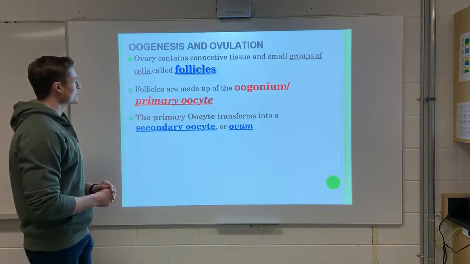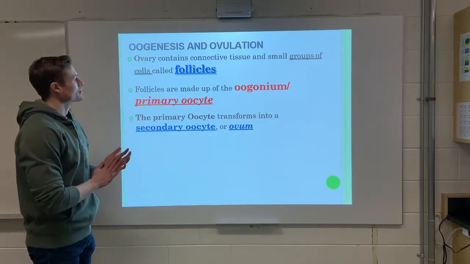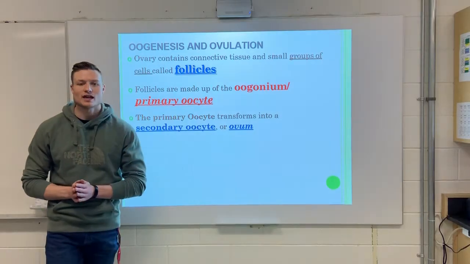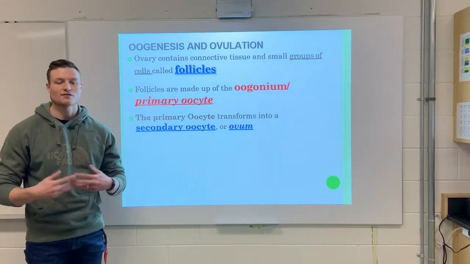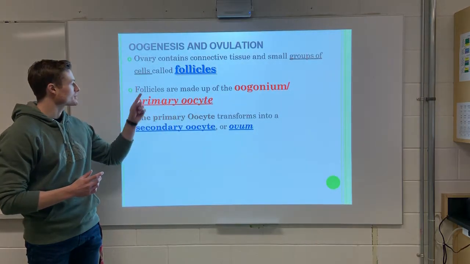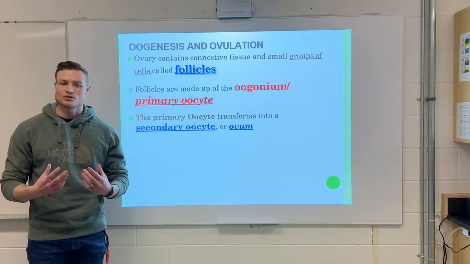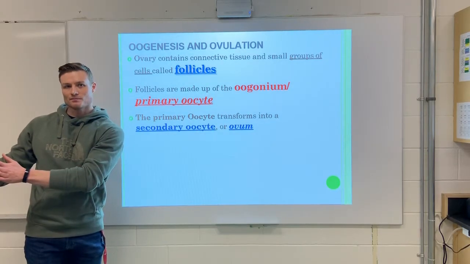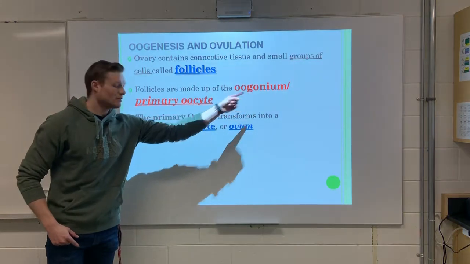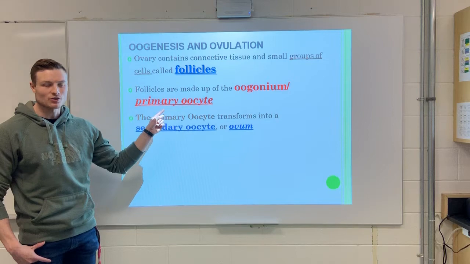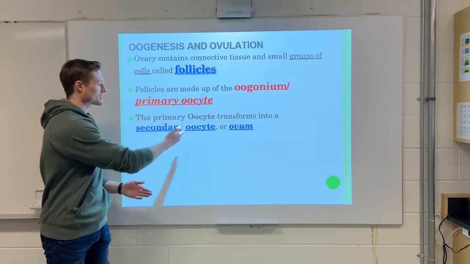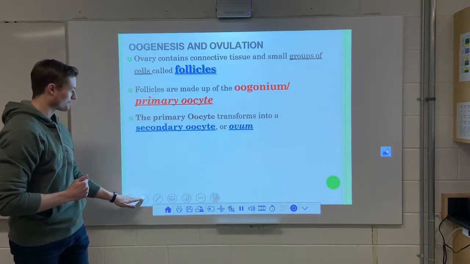Now, what's going to happen here is we have these cells and this tissue called follicles. This is located in the ovaries, and the follicles themselves will allow the development of the primary oocyte. So inside of the follicles, we have the primary oocyte. Now remember, the spermatogonium produces the primary spermatocyte. The oogonium will produce the primary oocyte. This primary oocyte will grow and develop into a secondary oocyte and then later on into an ovum.